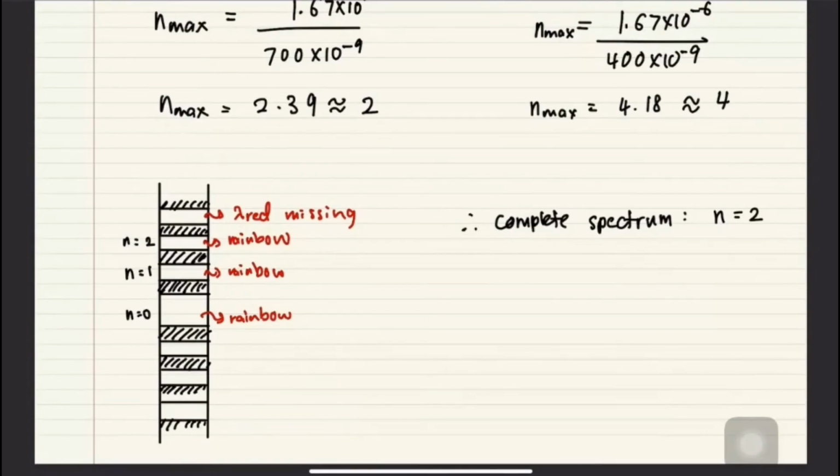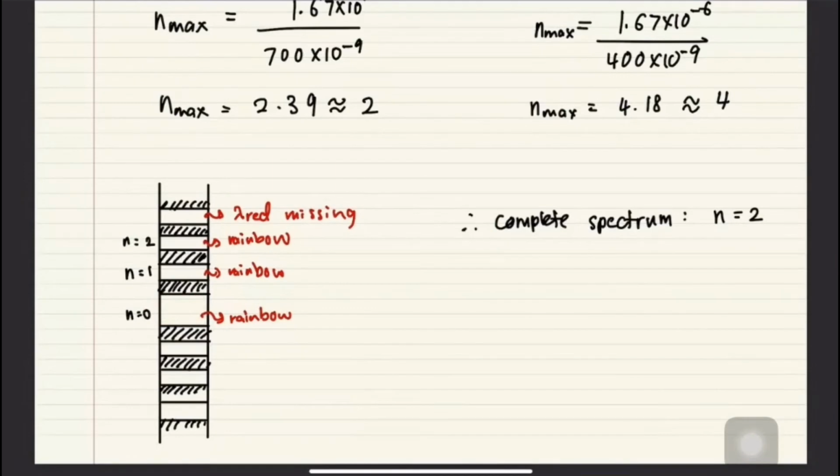Let me repeat the four rainbows. In each bright fringe, the incoming light is white light, which consists of all the wavelengths. When it is diffracted, the wavelengths split, so you can see the different colours over here.